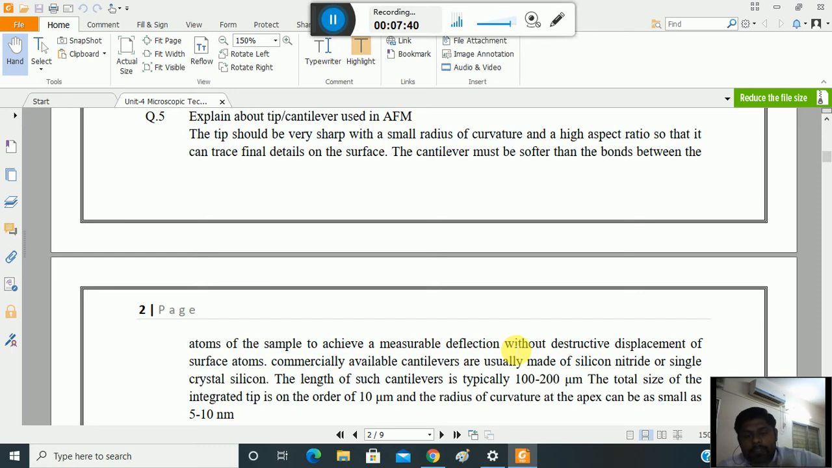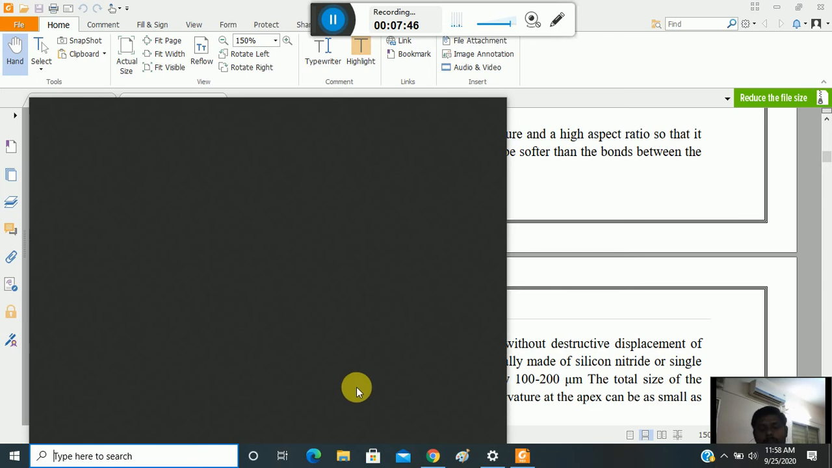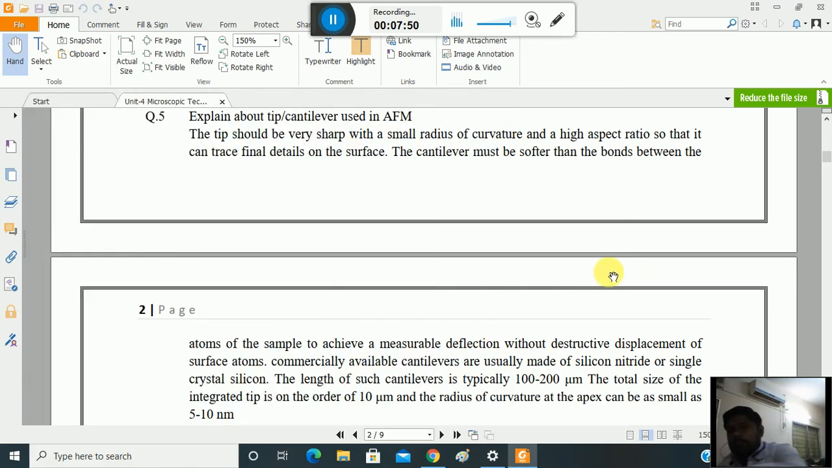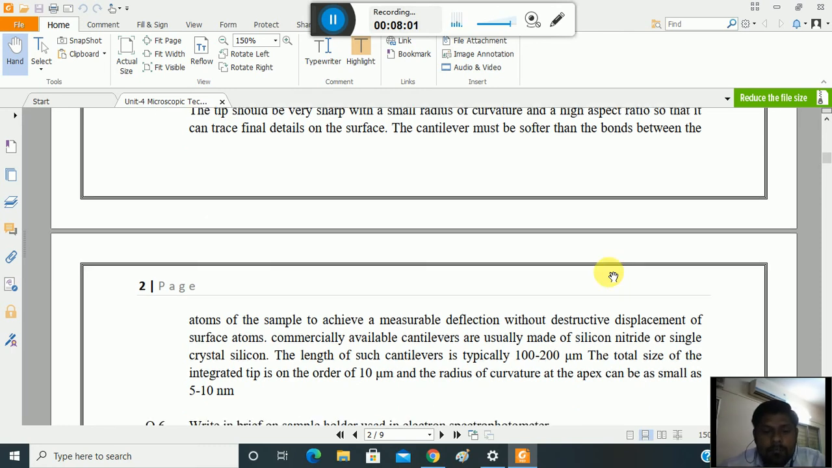That means the deflection up and down happens without displacing a surface atom, without contact with the surface. The cantilever tip is not in contact with the surface, but it rasters the surface like this. There is no damage and no destruction of the surface here.